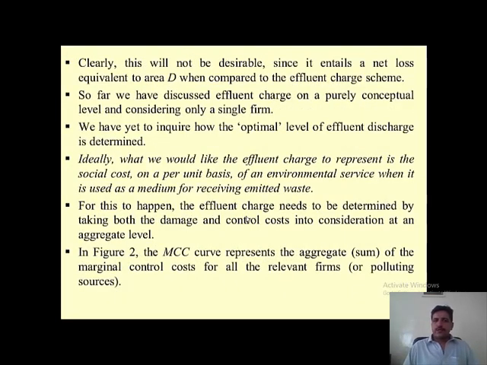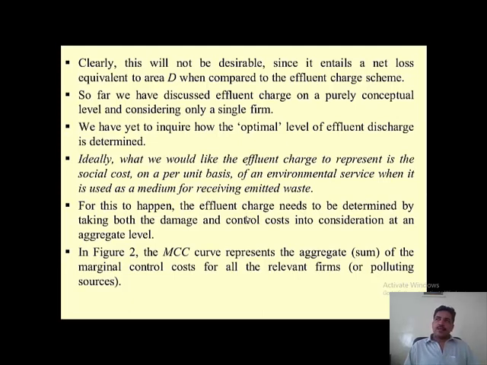So far we have discussed the effluent charge on a purely conceptual level and considering only a single firm. But we know that there are many firms in the economy, and there are many emitters, many environmental criminals. Ideally, what we would like the effluent charge to represent is the social cost, on a per unit basis, of an environmental service when it is used as a medium for receiving the emitted waste. For this to happen, the effluent charge needs to be determined by taking both the damage and control costs into consideration at an aggregate level.